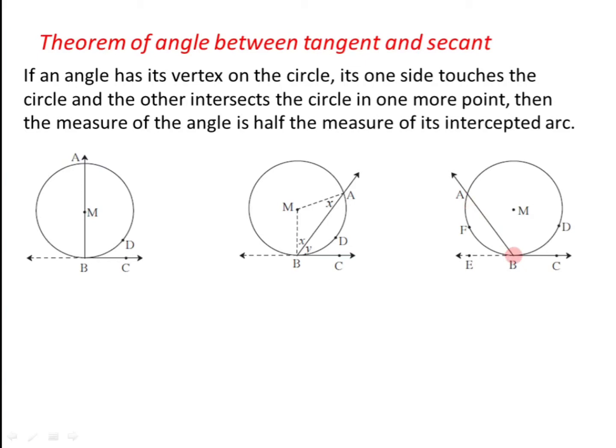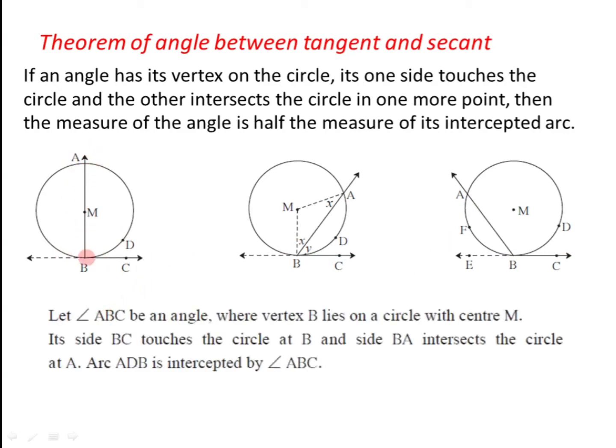So here in the third diagram, the second side of angle ABC intersects the circle at point A, which makes an obtuse angle. Now for all these three diagrams, we are given that the vertex B of angle ABC lies on the circle. For all these diagrams, side BC touches the circle at point B and side BA intersects the circle at point A. In this case, arc ADB is intercepted by angle ABC. So as we can see, for all these diagrams, including the third diagram, arc ADB is intercepted by angle ABC.